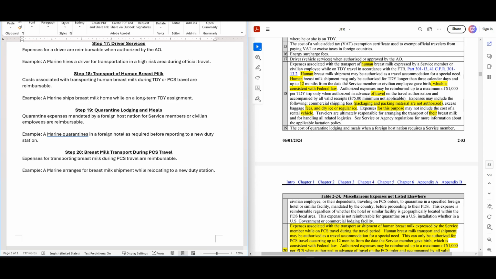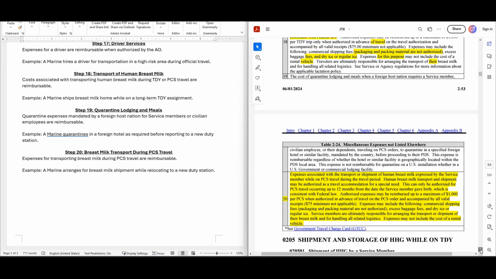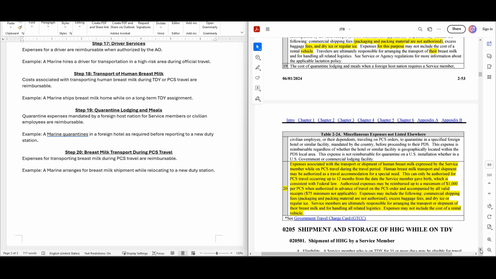So that's pretty interesting and a good one to know. 19, the cost of quarantine lodging and meals while in a foreign host nation requires for the service member or the civilian employee or the dependents traveling on PCS orders to quarantine in a specific foreign hotel or similar facility mandated by the country before proceeding to their PDS. This expense is reimbursable regardless of whether the hotel or similar facility is geographically located within the PDS local area.